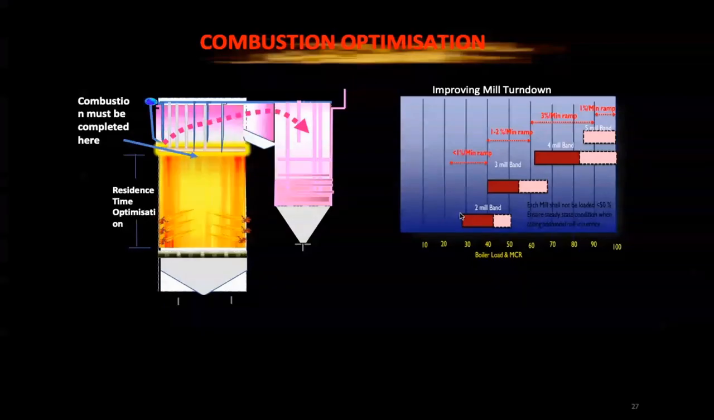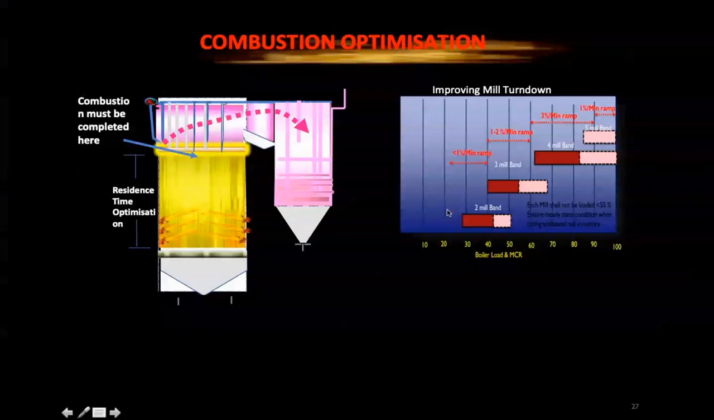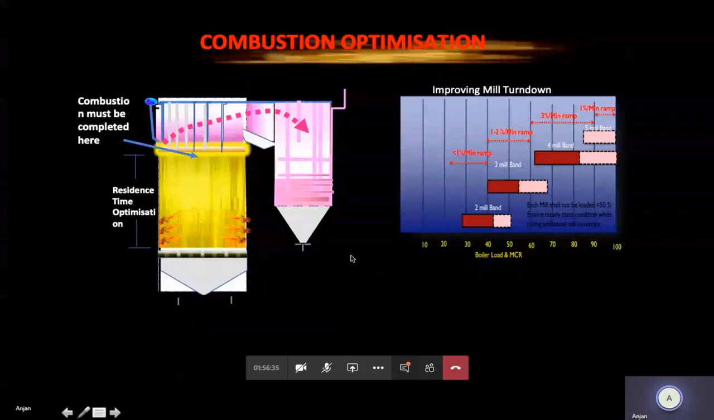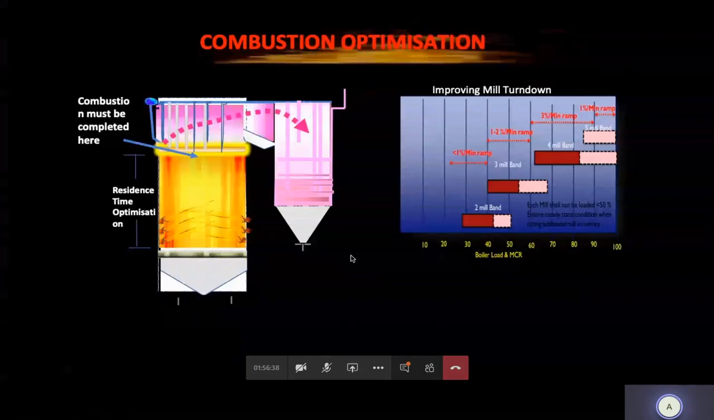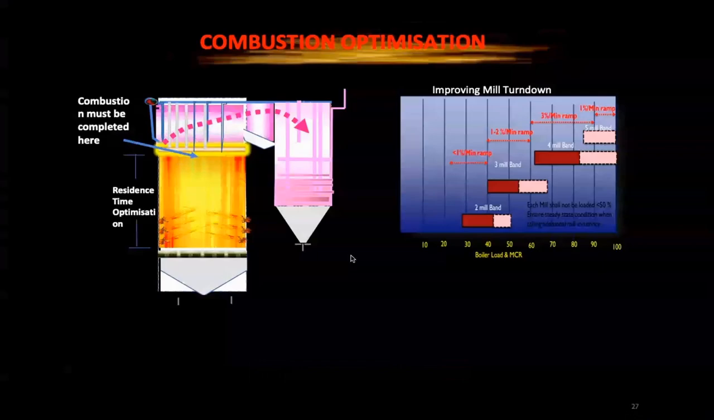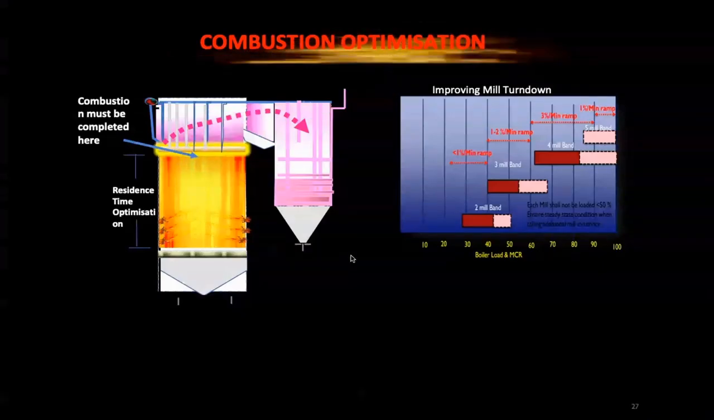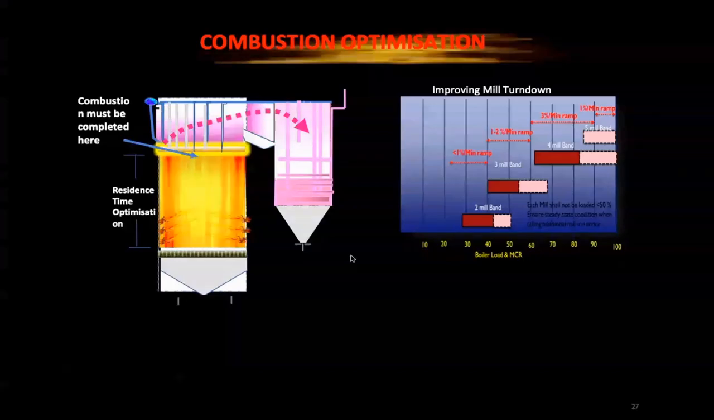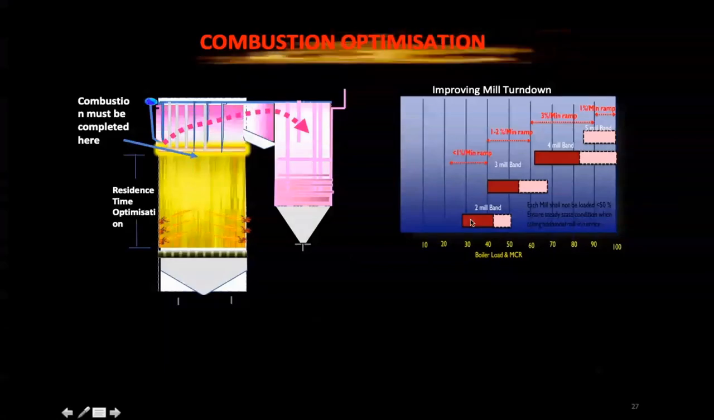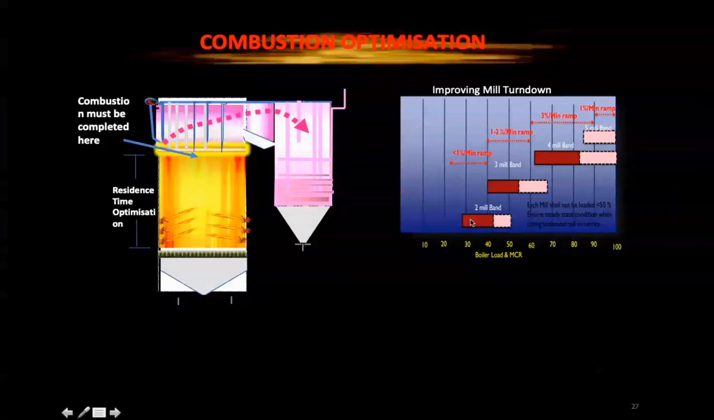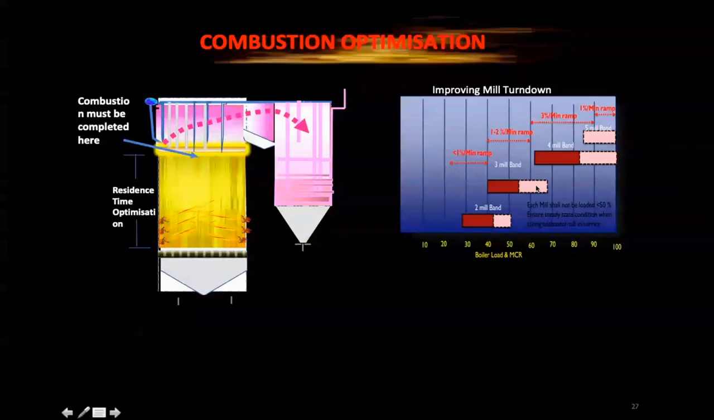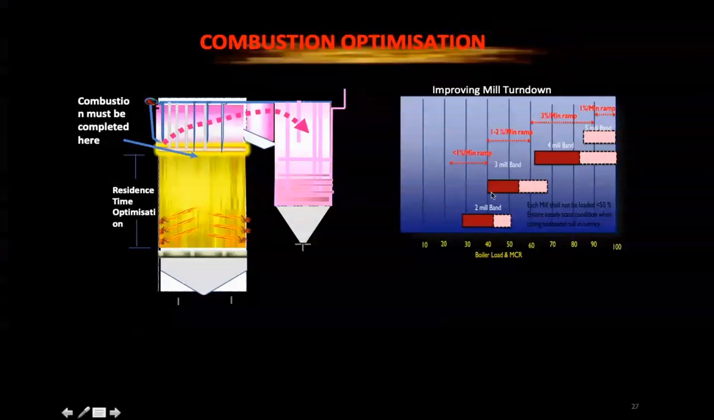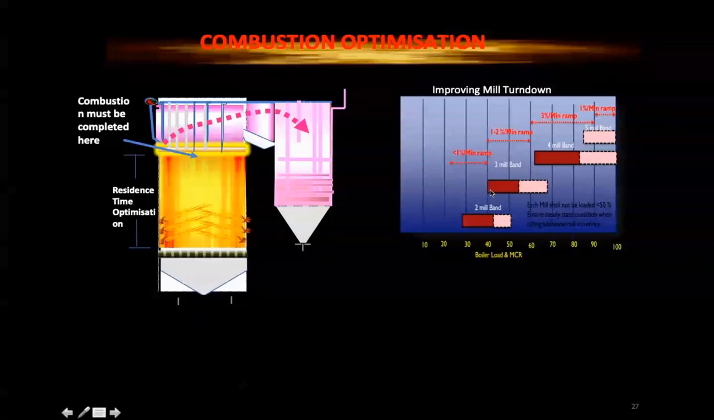What we had seen in all the plants is that the operators are more comfortable keeping one additional mill in service. But by doing that, they alter the air fuel ratio, making it leaner. So we defined a particular load range and the number of mills that you have to keep. We achieved 40% with 3 mills. This could well have been done even with 2 mills.